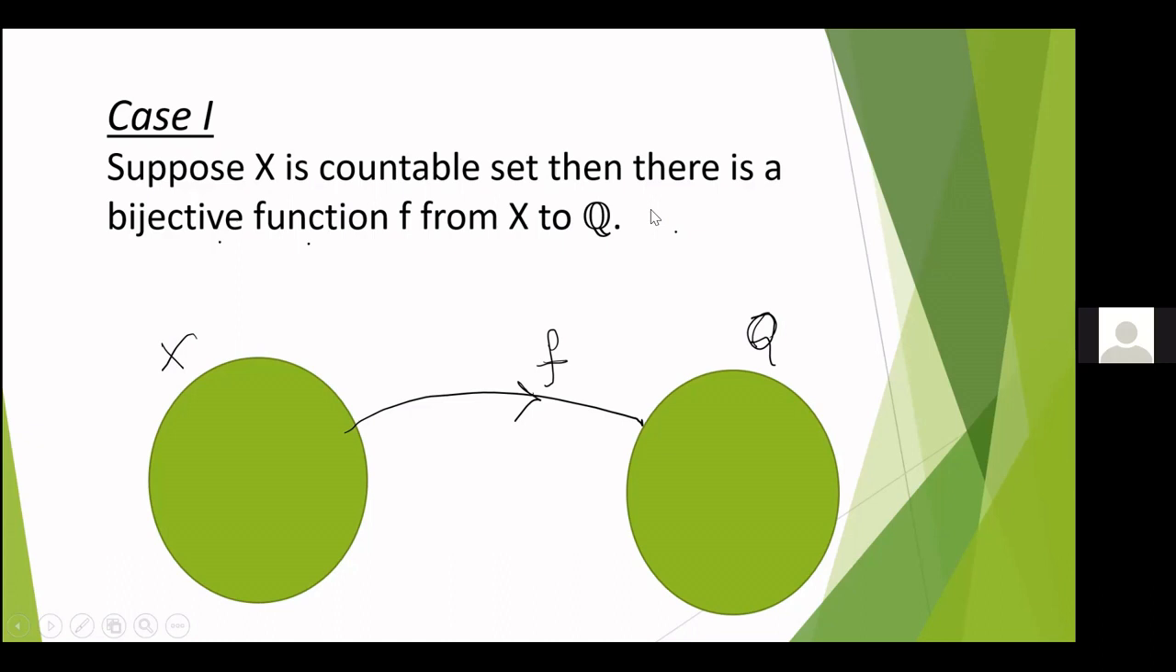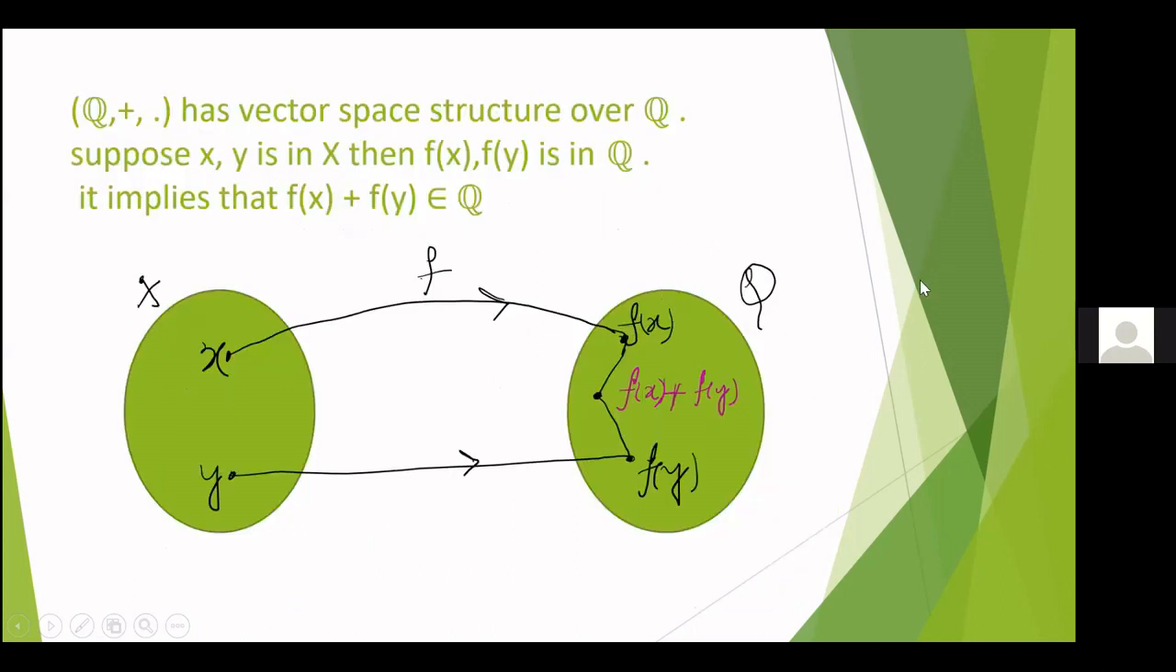Since we know that Q is countable, right? So here X is countable, so it has a bijection from natural numbers, and also Q has a bijection from natural numbers. So I will surely get a bijection between X and Q. I have taken F as that mapping which is a bijection from X to Q. Q with addition and multiplication has a vector space structure over Q.